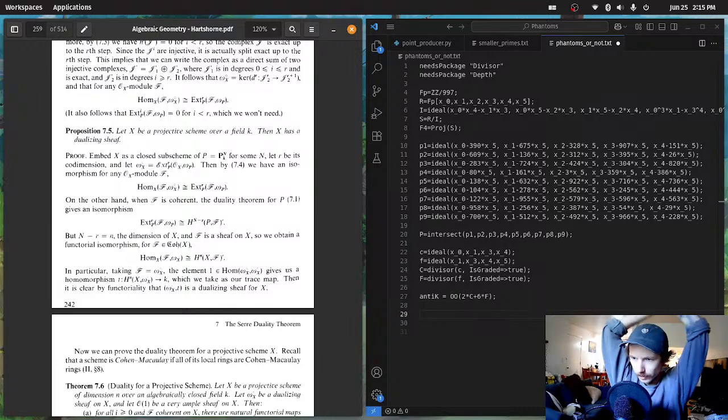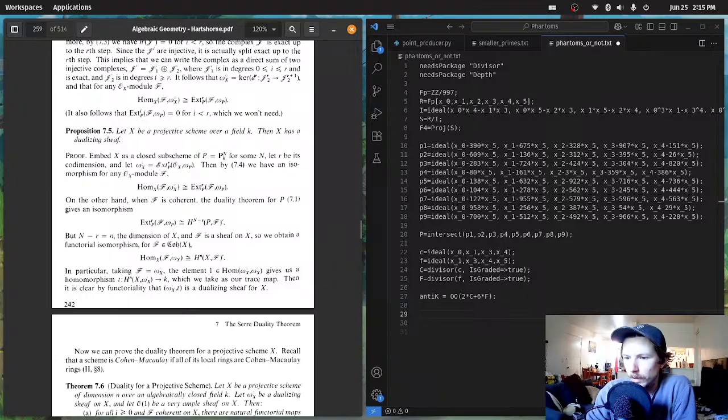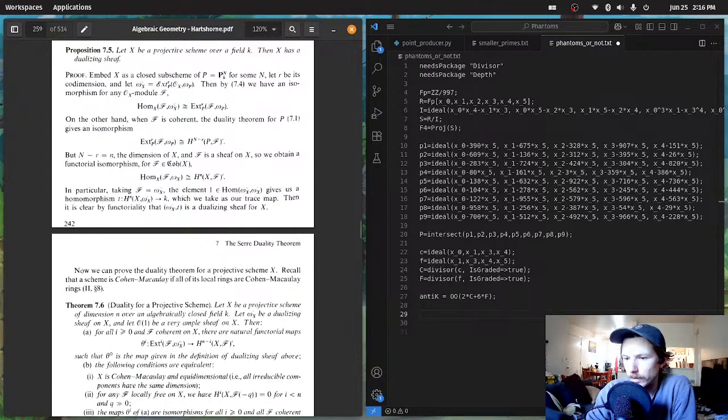So we embed X as a closed subscheme in some projective space. We take the canonical to be some Ext sheaf of our structure sheaf going into the canonical for this projective space. And what we get is the canonical divisor on X, right? And the only thing that we need for this is that our scheme is Cohen-Macaulay and we have something smooth.